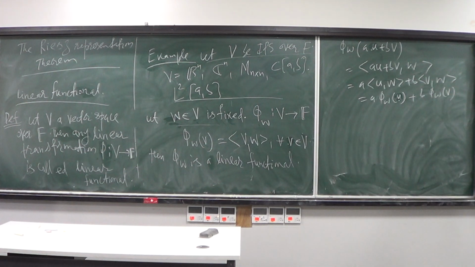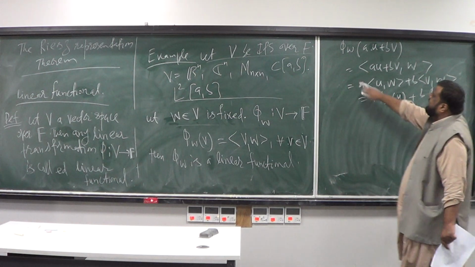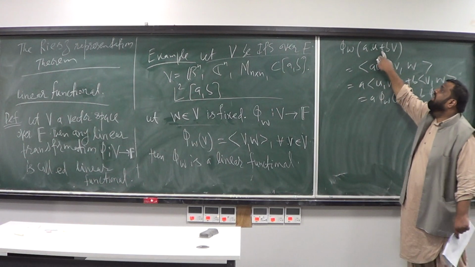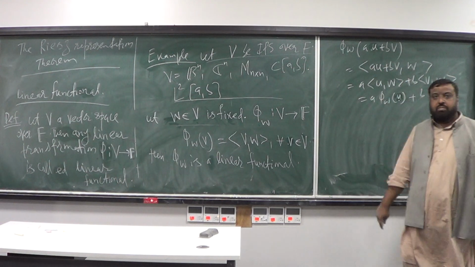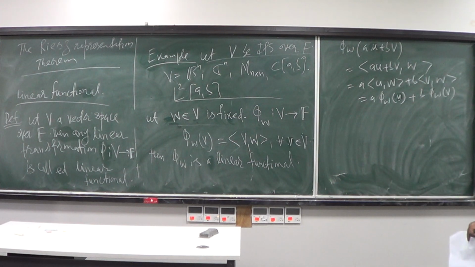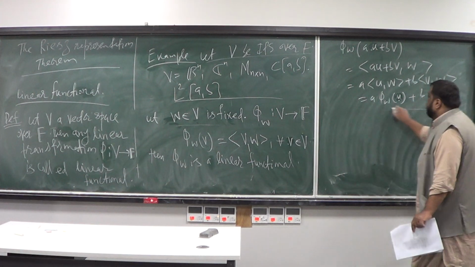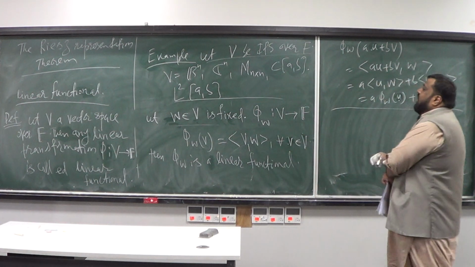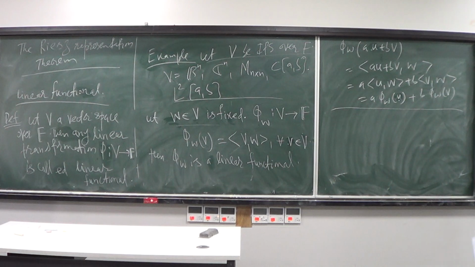And obviously this shows that this map phi_W preserves the addition and the scalar multiplication of the inner product space, or the vector space actually, and hence this is a linear transformation. Okay, let's take this V into some concrete situations. Let's take this V and take it into a concrete situation.